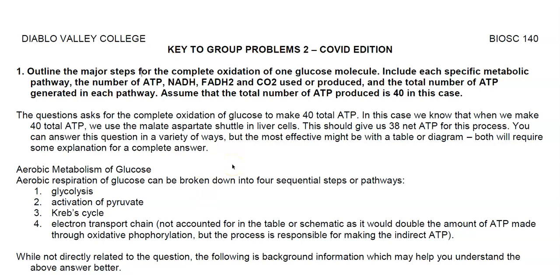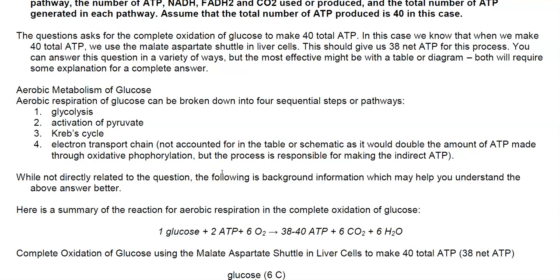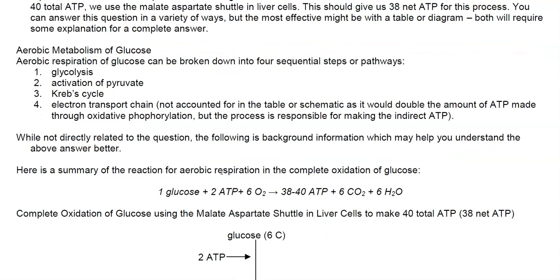40 total ATP is the same as 38 net ATP. Which means it's a passive transport mechanism that is used to shuttle the NADH that we make in glycolysis in the cytosol into the mitochondria in order to convert it into ATP. The steps we need to do that would be 4 sequential steps: glycolysis, activation of pyruvate, the Krebs cycle, and then the electron transport chain.